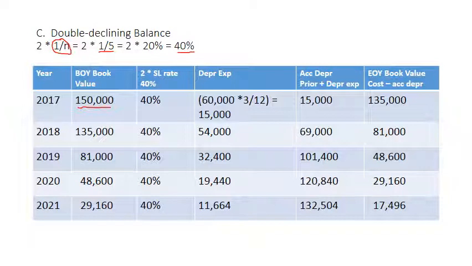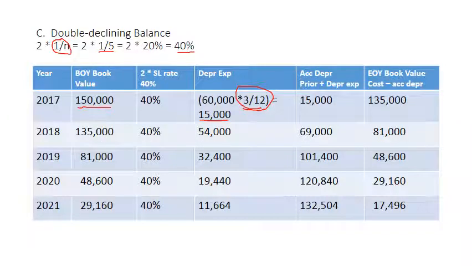Multiply it by 40%. Again, we purchased this in October, so the first year is a partial year. When you multiply 150,000 times 40%, you get $60,000. But we didn't own it the whole year, so we're going to use 15,000 instead of 60.